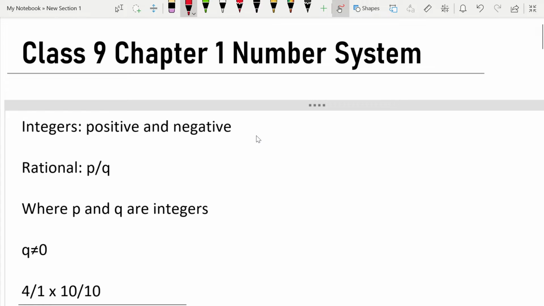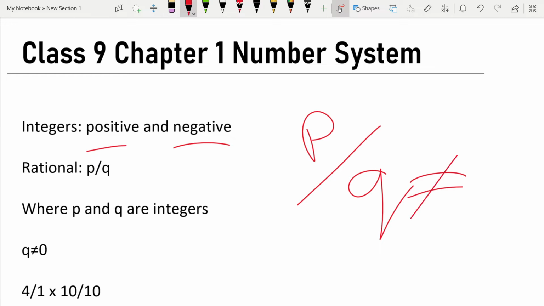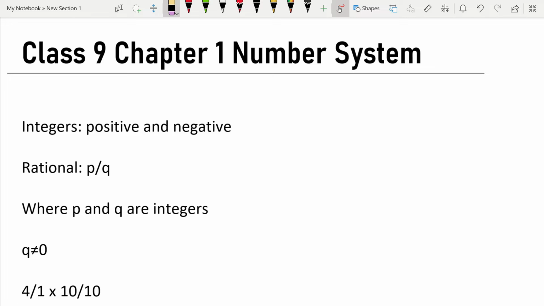Integers are positive and negative numbers till infinity. Rational numbers are any number that can be presented in the form of P by Q, where P and Q are integers, and Q is not equal to 0. Okay, let's rub this out and move on.